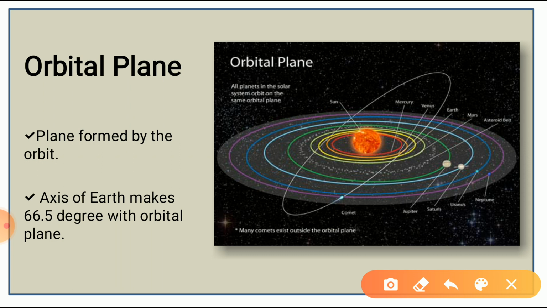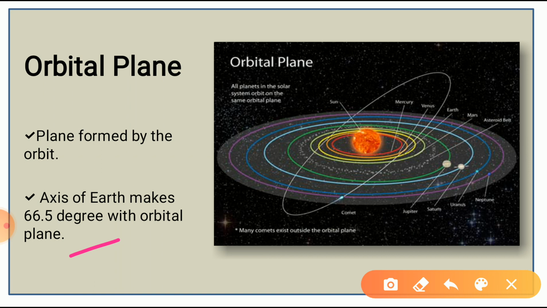Again, orbital plane is the plane in which Earth's revolution path is located. The path of Earth's revolution is an ellipse, that is a regular oval shape, and the earth axis, which is an imaginary line, makes an angle of 66.5 degrees with its orbital plane. You know that earth axis is tilted at an angle of 66.5 degrees on its orbital plane.